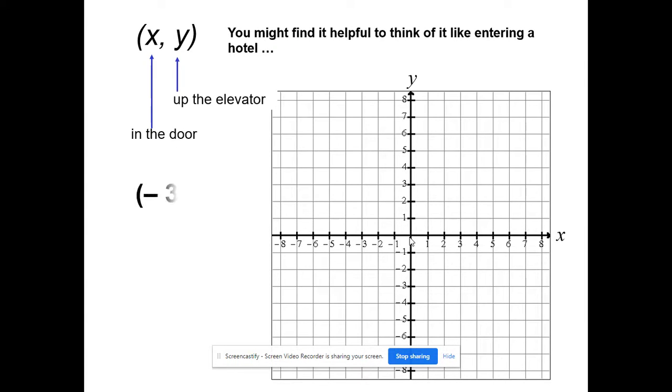If it helps, you can think about entering a hotel: in the door, up the elevator. I find alphabetical order is a more helpful way to remember x and then y.